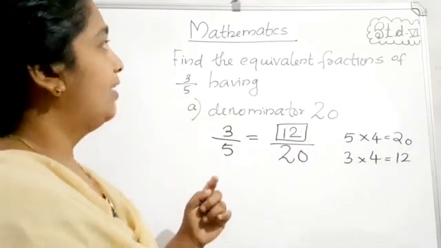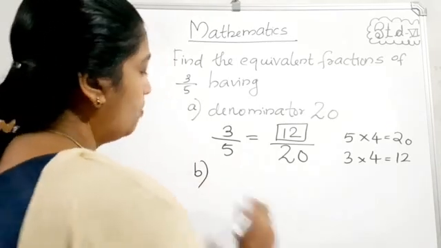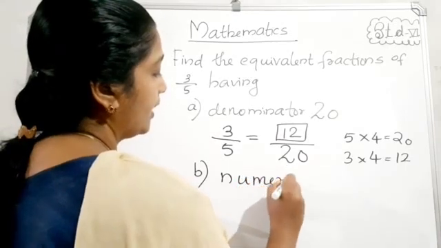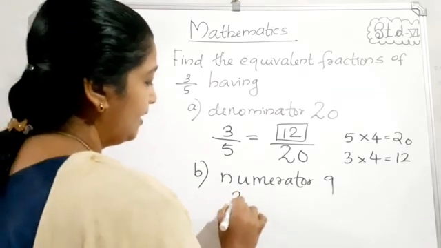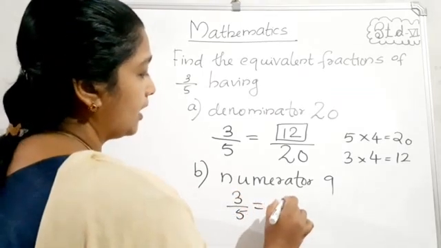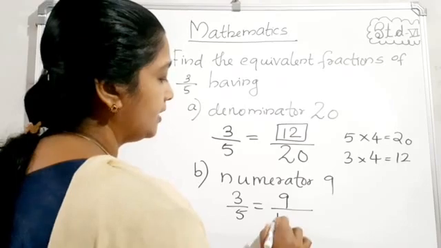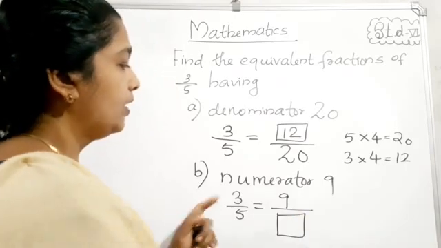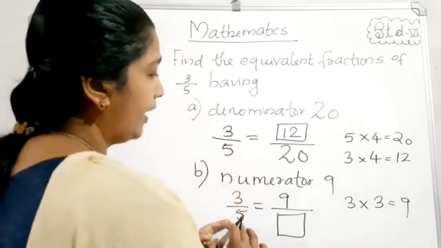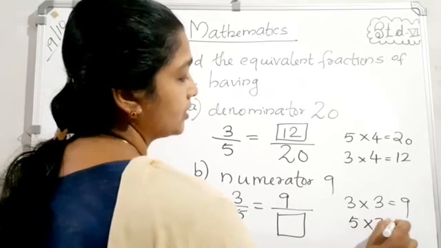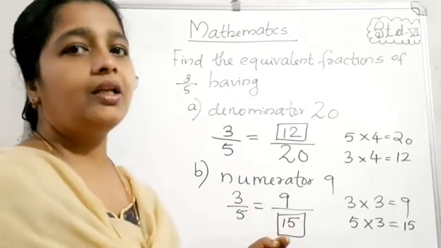Understand? Next one. Find the equivalent fraction of 3 by 5 having numerator 9. Say the answer. Numerator 9, then we want to find the denominator here. So 3 into 3 equal 9. Therefore 5 into 3 equal 15.